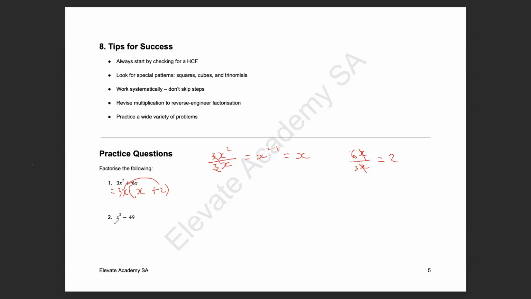So we know what we're going to do is we're going to have our two sets of brackets. Here we're going to put the square root of the first term, square root of the second term, square root of the first term, square root of the second term, one negative and one positive. Relatively simple.